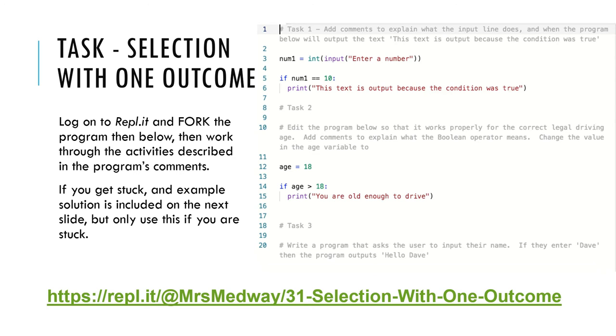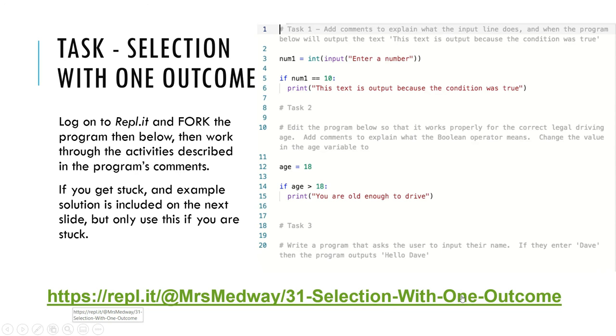So anyway, program number one, you're going to be writing a simple program that uses a selection statement with a single outcome. So as it says here, you're going to need to log into Replit first of all. And once you've done that, you want to click on this link at the bottom of the screen to replit.it at Mrs. Medway 31 selection with one outcome. So you just click on the hyperlink at the bottom of the slide down there.